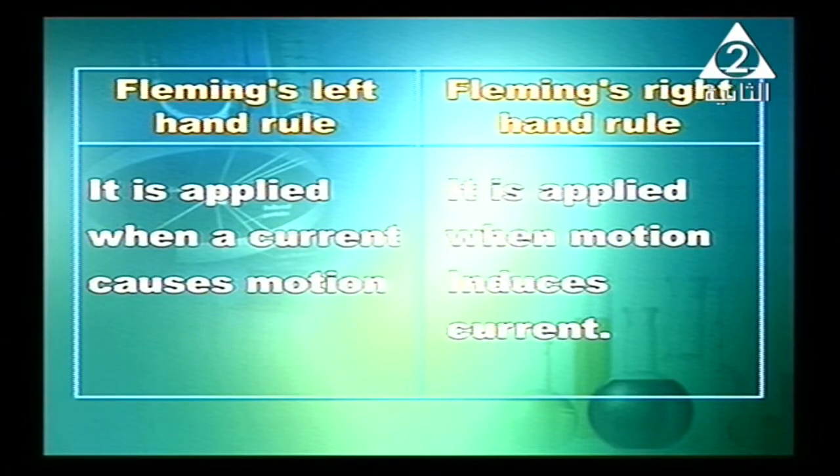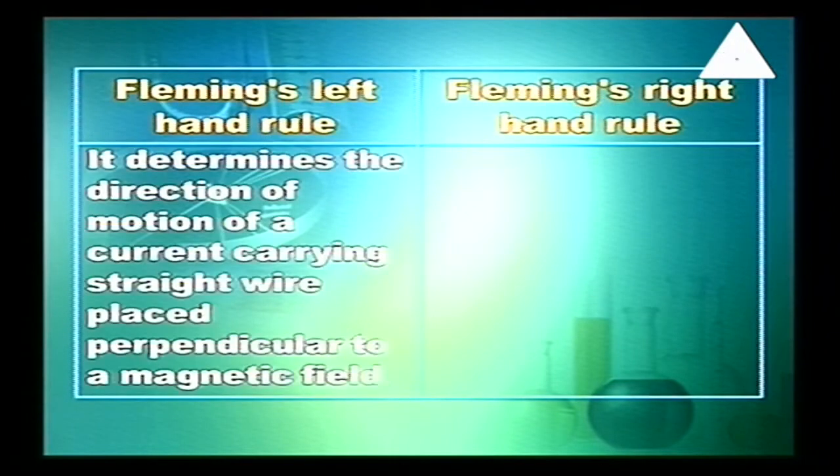In Fleming's left, we'll start with current. And when current is passed, what happens? Motion comes later. So Fleming's left is used when current causes motion. But Fleming's right is used when motion induces current.